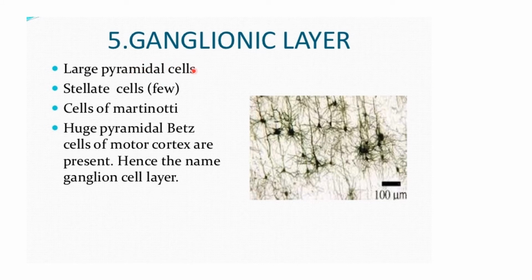The fourth is again the inner granular layer. I have missed out on that because it has the same features as the outer granular layer, but the next, the fifth, is called the ganglionic layer, or the layer of Betz cells. Here large pyramidal cells are present, stellate cells, cells of Martinotti, and the largest of the pyramidal cells, also called Betz cells, are present in the motor cortex, areas 4, 6 and 8. And because they are larger, hence the name given to it is the ganglionic cell layer.